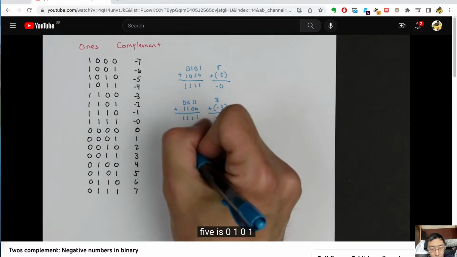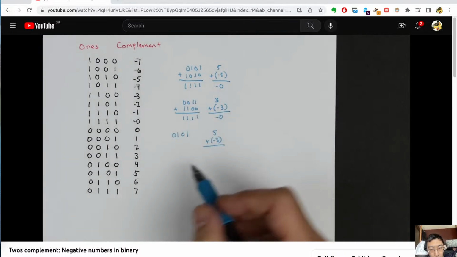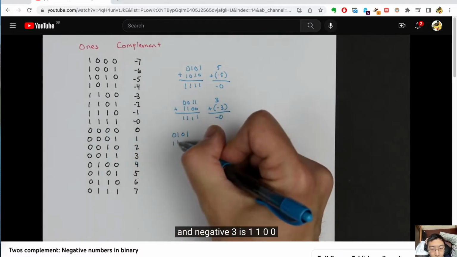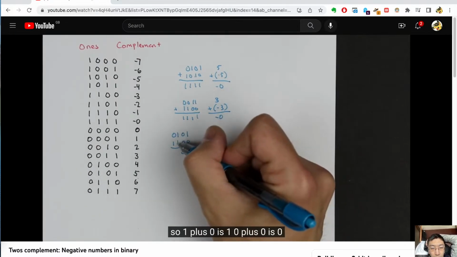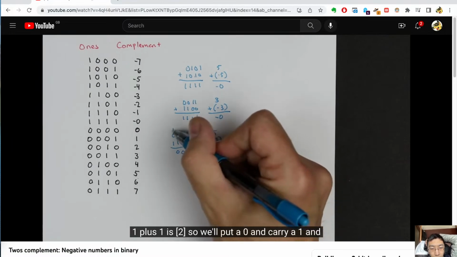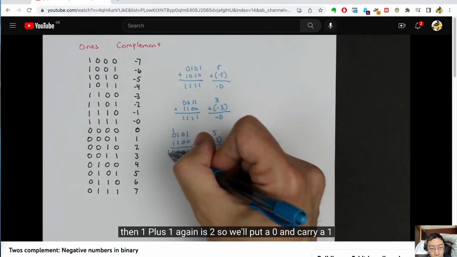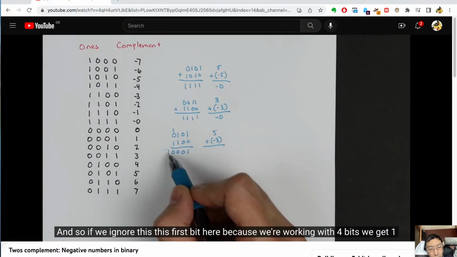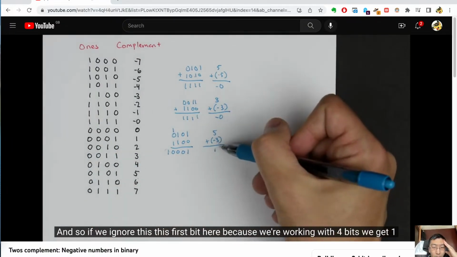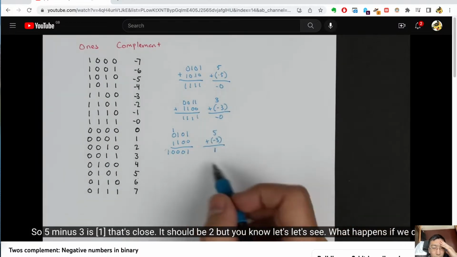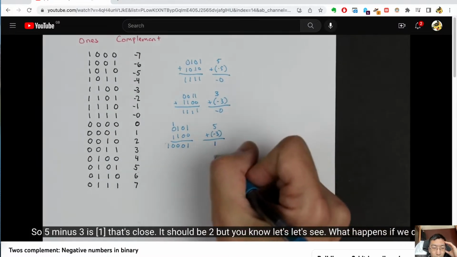5 is 0, 1, 0, 1. And negative 3 is 1, 1, 0, 0. So 1 plus 0 is 1, 0 plus 0 is 0. 1 plus 1 is 2, so we'll put a 0 and carry a 1. And then 1 plus 1 again is 2, so we'll put a 0 and carry a 1. And so if we ignore this first bit here, because we're working with 4 bits, we get 1. So 5 minus 3 is 1. That's close. It should be 2.